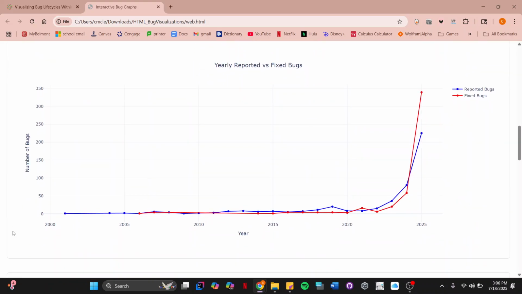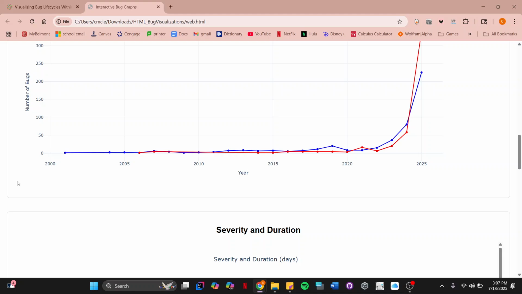And then we can see a line graph of the yearly reported versus fixed bugs, and there is a large increase in both reported and fixed bugs in the last 3 years. This does show a large sign of growth in the system overall, and there is a large number of bugs being fixed over bugs being reported, which does show a sign of bug management efficiency and improvement in that area, which is a very positive sign for developers to note that they are fixing bugs faster and creating a smoother process and system.